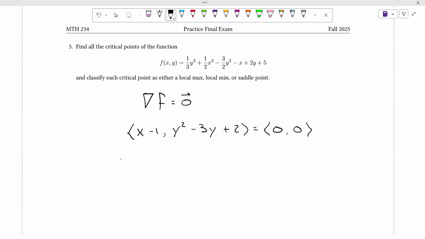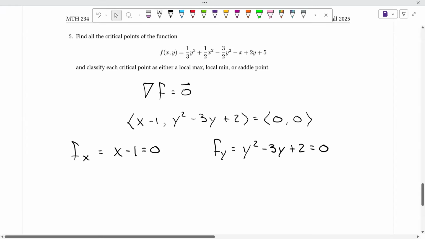But anyway, that gives me the two equations: x minus 1 equals 0 and y squared minus 3y plus 2 equals 0. You might also remember this as just f partial x equals that and f partial y equals that, which is also a totally valid way to have started the problem. Just find f partial x, find f partial y, set them both equal to 0. It's the same thing as finding the gradient and setting it equal to 0. Right? Those two options should be the same.